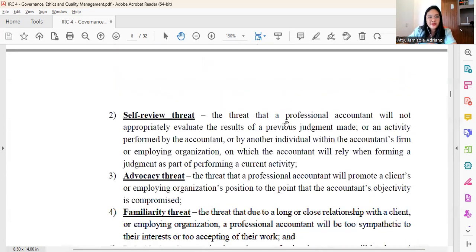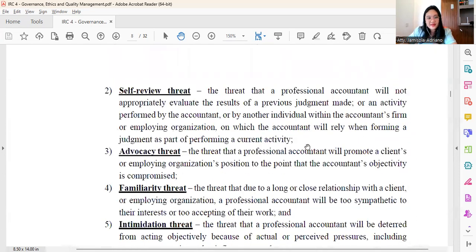Then we have the self-review threat. This is the threat that the professional accountant will not appropriately evaluate the results of a previous judgment made or an activity performed by the accountant or by another individual within the accountant's firm or employing organization on which the accountant will rely when forming a judgment as part of performing a current activity. For example, you are the accountant that prepared the financial statements. Then you are also the one auditing the financial statements.